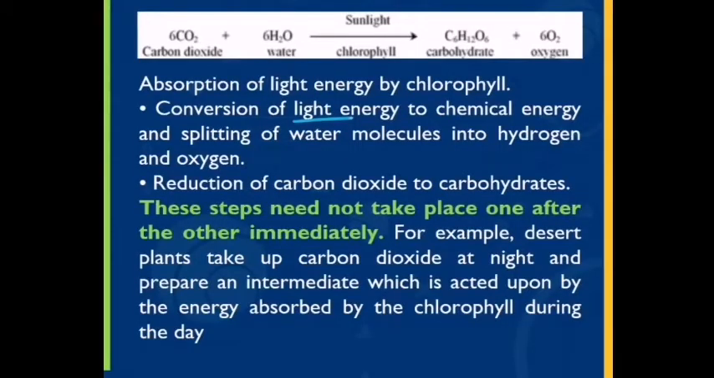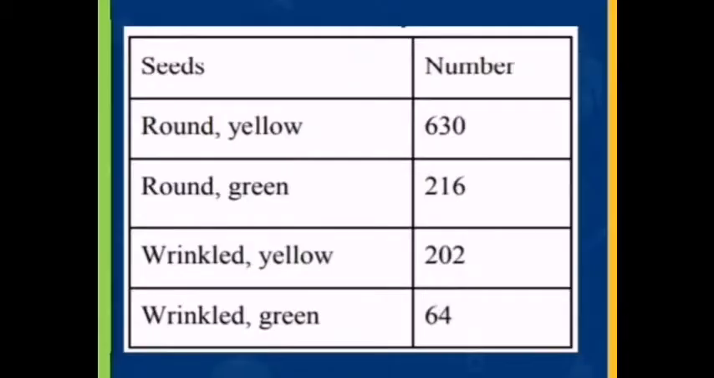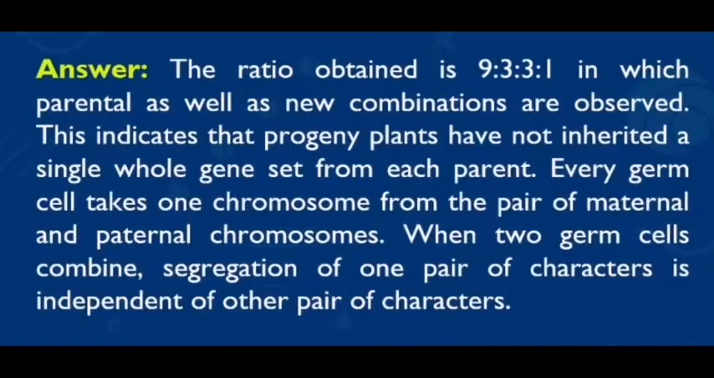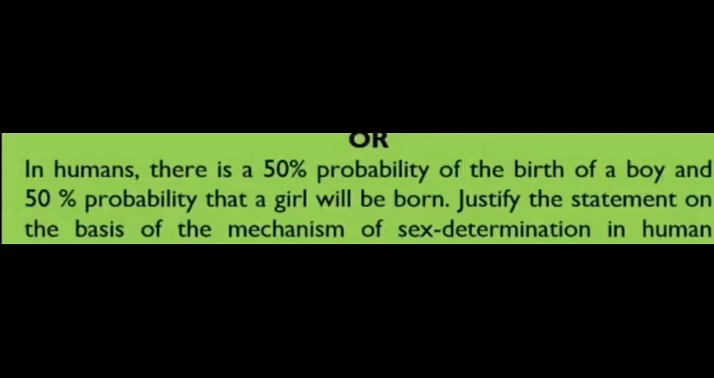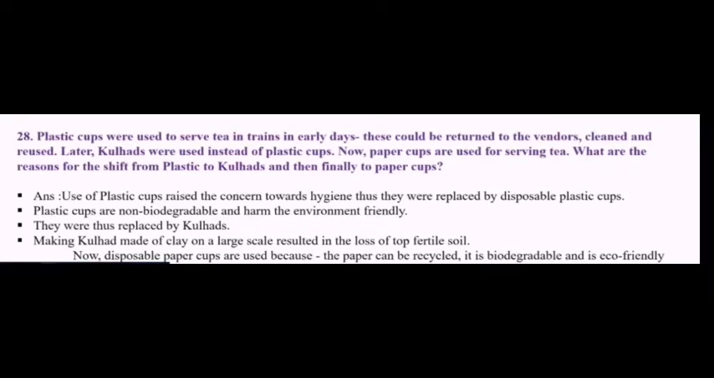And section C, from question number 27, question numbers 27, 28 and 29 are biology questions. Here I have given the answers for those questions. You can go through the answers of the questions. For 3 marks questions, you need to explain a bit more briefly.